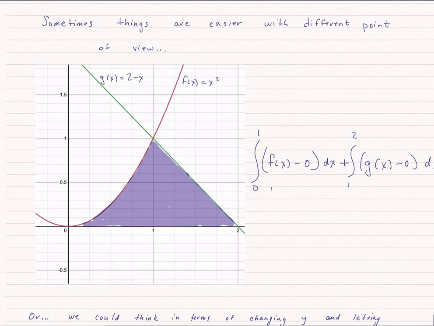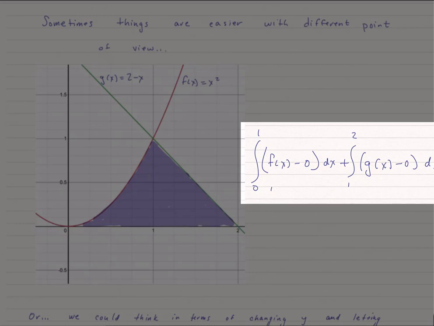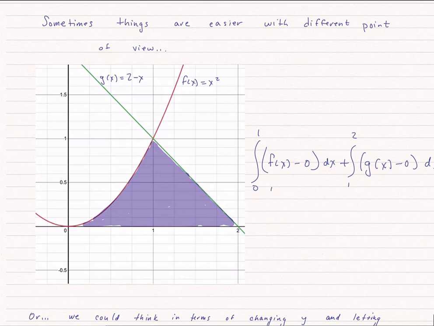So normally we'd integrate with respect to x, but sometimes things are easier if we look at things in a different way. So this is what we have done before. We had these two curves: f of x equaling x squared and g of x equaling 2 minus x. The trouble is those curves intersect, and we had to actually split this up into two separate sections and do two separate integrations. But we could also think of this in terms of y.